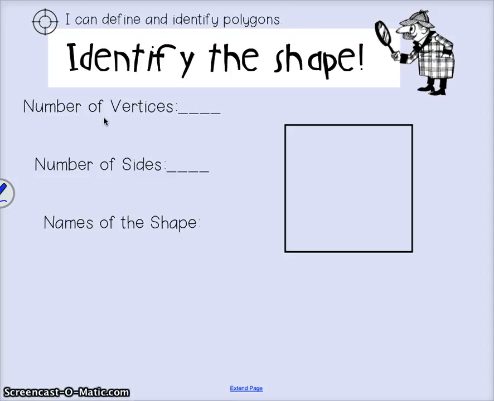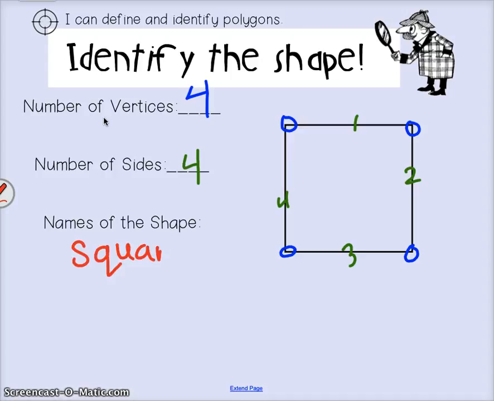Identify this shape. What are the number of vertices that it has? 1, 2, 3, 4. 4 vertices. Number of sides or edges that it has. 1, 2, 3, 4. Names of the shape. It is a square because it has 4 sides that are equal length and 4 right angles.